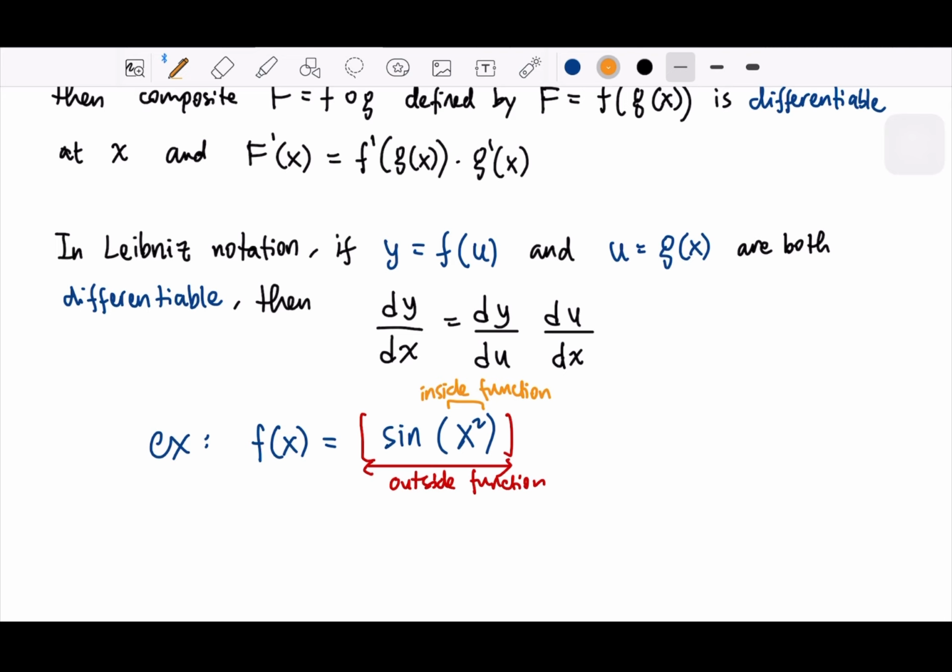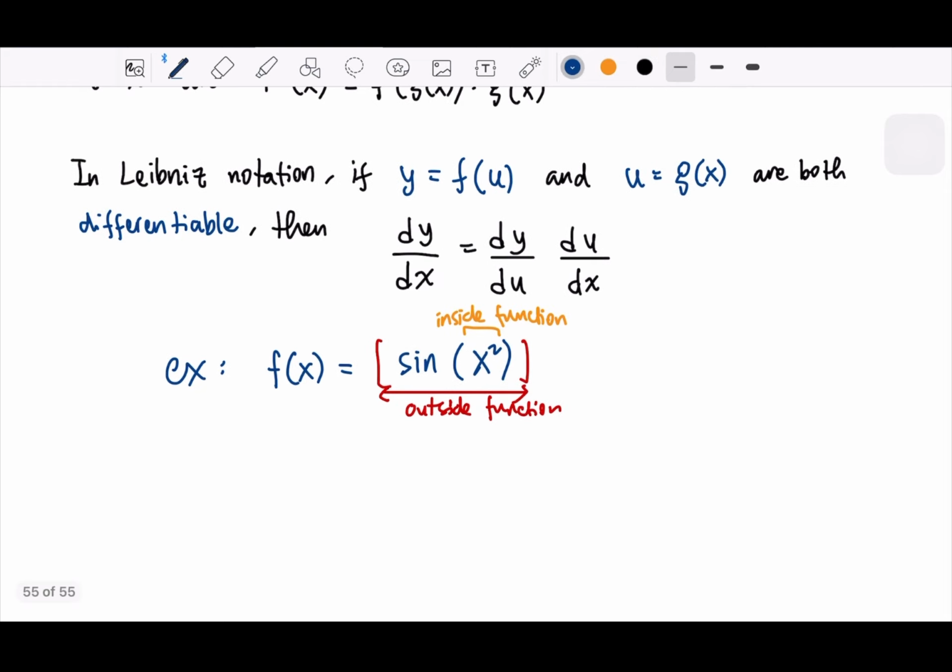Okay. That's the way you look at it. So we take this, first derive the sine, it becomes cosine, and write exactly the same thing inside, and then multiply with the derivative of the inside function, which is 2x. Or you can write 2x cosine x squared.